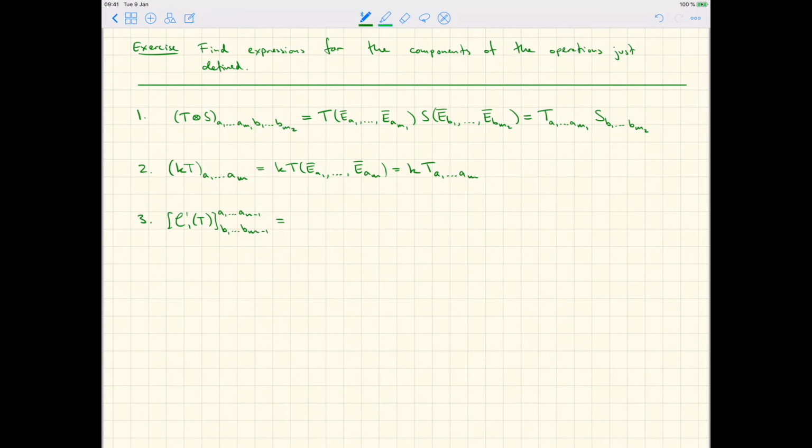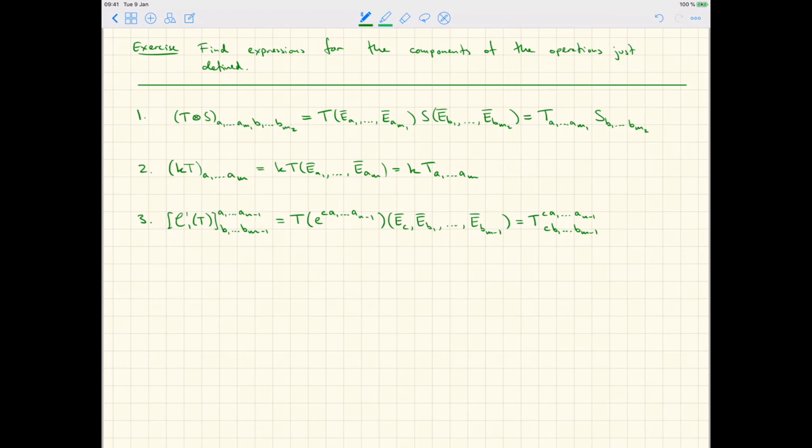By the definition of the contraction, this is equal to t acting on the basis tensor e, c, a1 through an-1, which is a type 0 m tensor, and this tensor acts on the basis vectors ec, eb1 through ebm-1. But this, by definition, are the components of the type n m tensor t, where the first covariant and the first contravariant indices have been replaced by the same summation index, in this case c, and then we have the contravariant indices a1 through an-1 and the covariant indices b1 through bm-1.